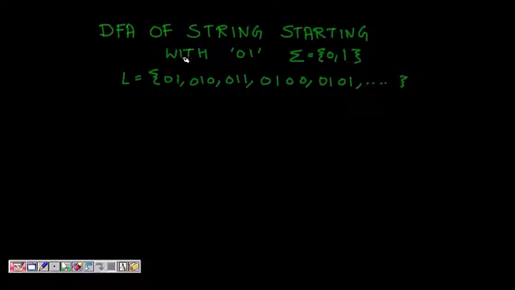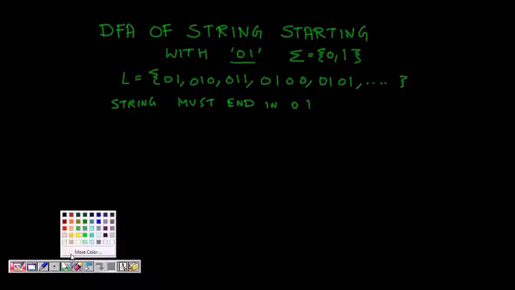Hello friends, in this lecture we are going to look at two problems. The first one is that we have to design a deterministic finite automaton for strings that start with 0 1. Your alphabet is 0, 1, and your string should start with 0 1. The next question is that your string must end in 0 1. So we have to design these two DFAs.